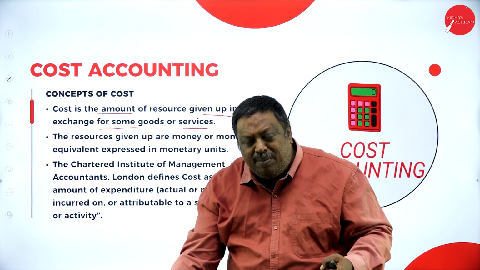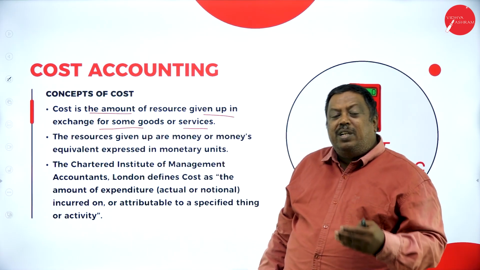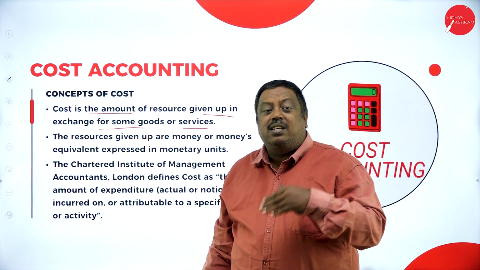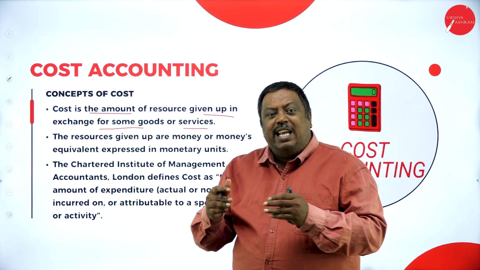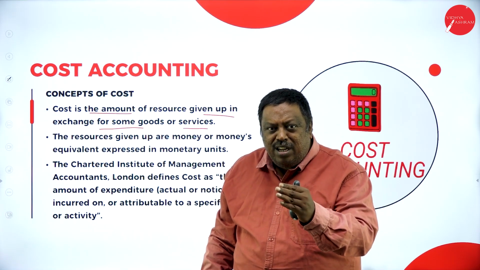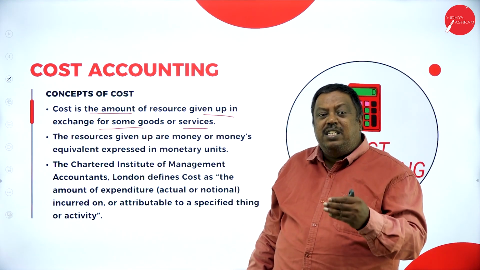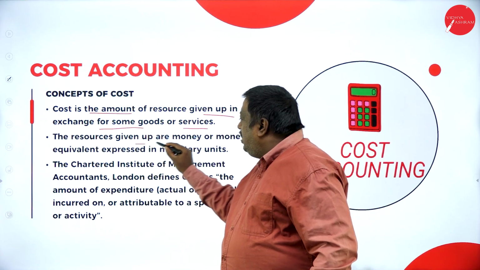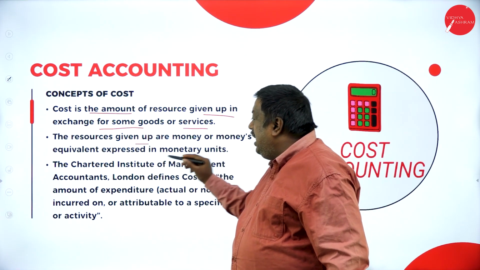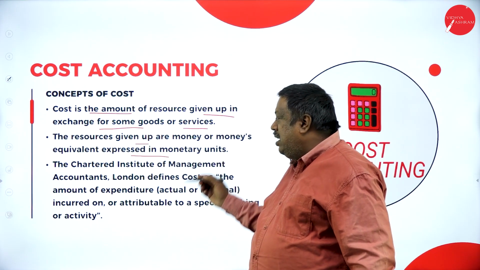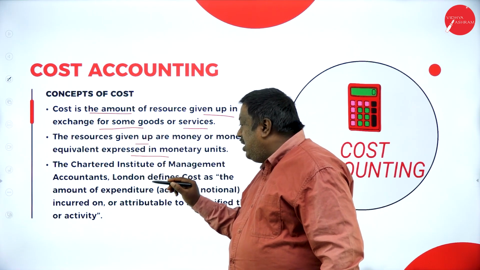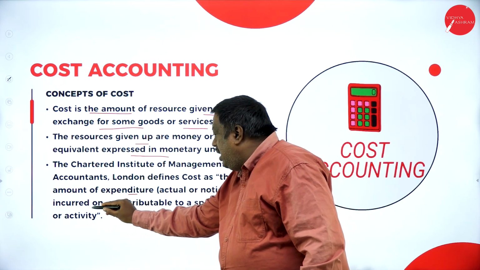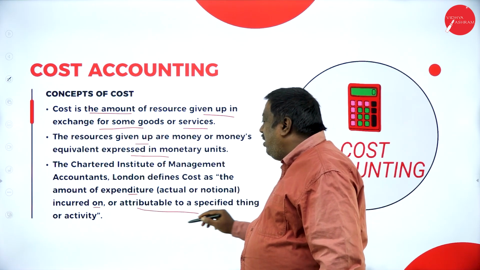In the same concept, the person who is converting raw material into finished goods, with support either directly or indirectly, has incurred a huge amount of expenditure for the conversion. So in each process, how much he has spent and how he has spent, that should be added to the product. The resources given up are money or money's equivalent expressed in monetary units. The Chartered Institute of Management Accountants of London defines cost as the amount of expenditure incurred on or attributable to a specified thing or activity.